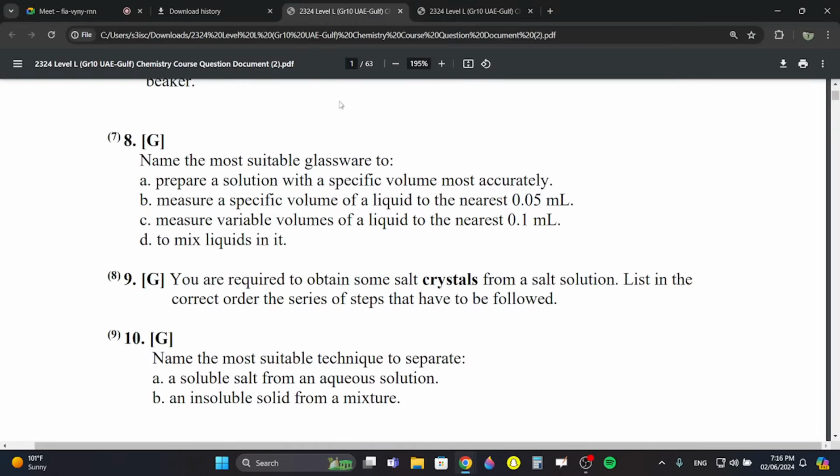Okay, this is chapter 1 to 6 chemistry grids required for the final for term 3.